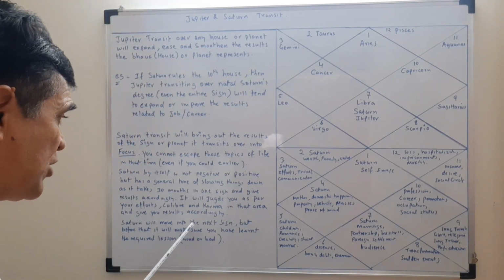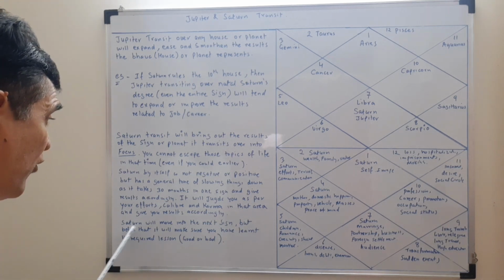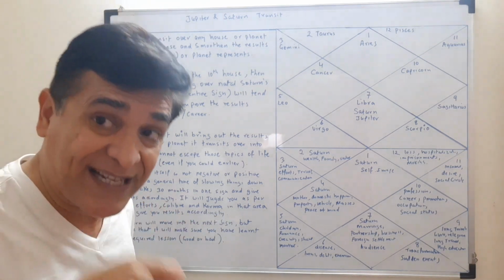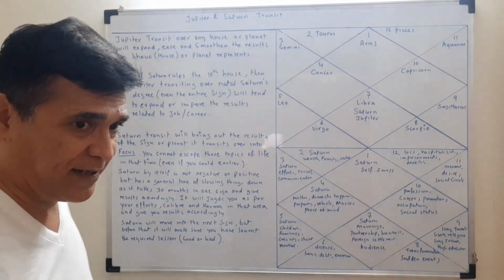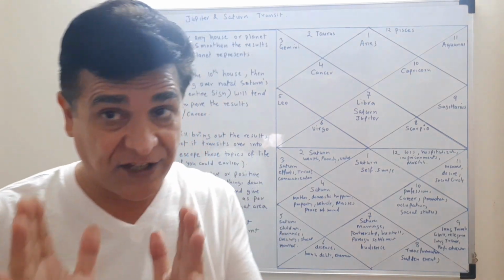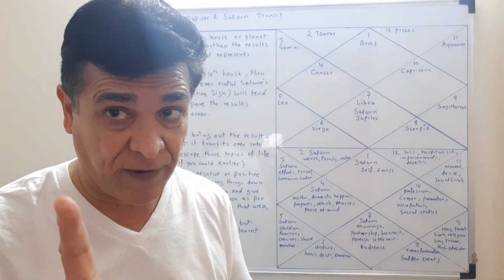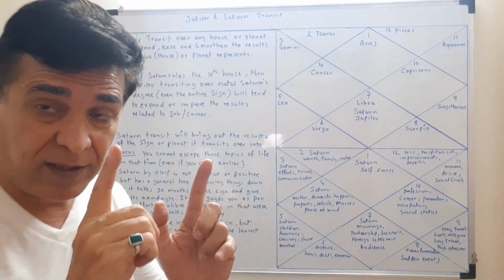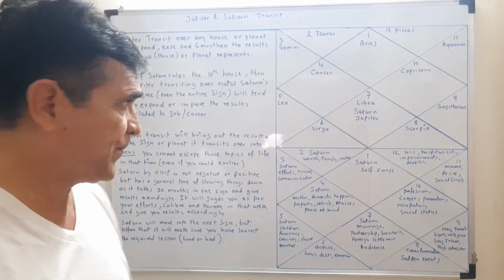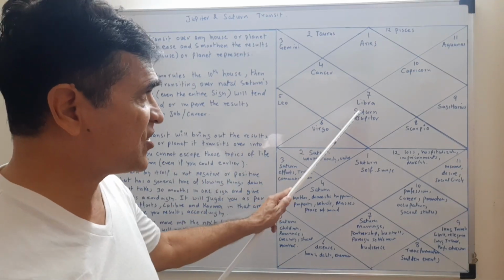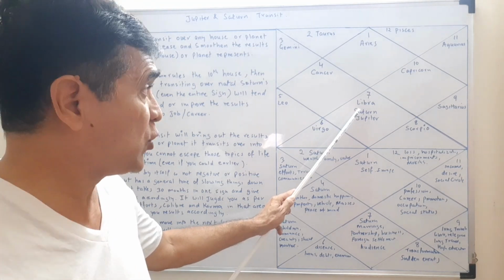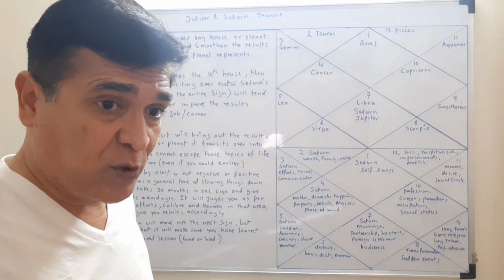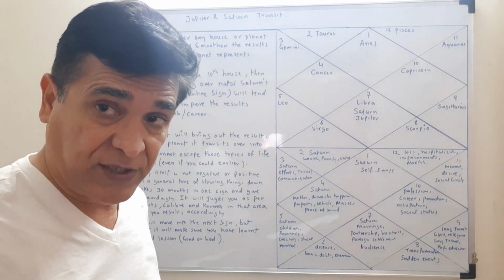Saturn will move into the next sign, but before that, it will make sure you have learned the required lesson, good or bad. Now, I will bring out one more concept over here. Suppose Saturn is traversing from here. This is the 7th house, so your focus is on the marriage house, partnership, business, whatever it is. Saturn is going to remain over here for 2.5 years.